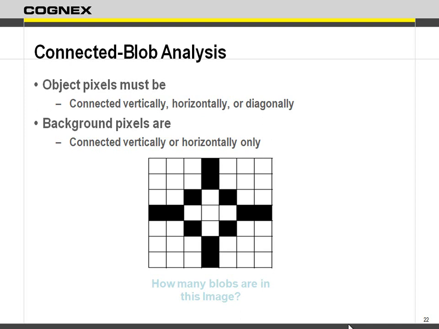So if I asked how many black blobs on this image, what would you say? 1. If I said how many white blobs on this image? Trick question. 1. Yes. Because we're still diagonal. Because remember, to be an object. Now if I said how many white backgrounds, there are 5 white background areas. But if I said how many white blobs, all the whites are touching each other diagonally somehow. So it's still only 1 white blob.